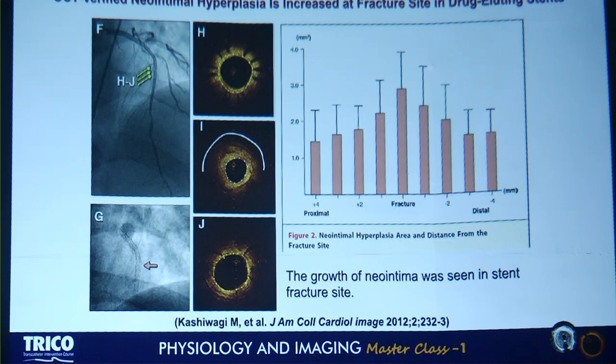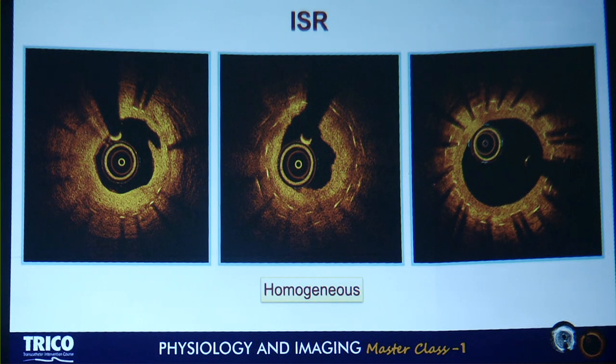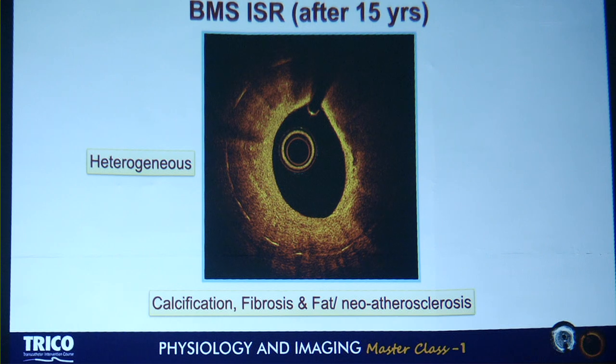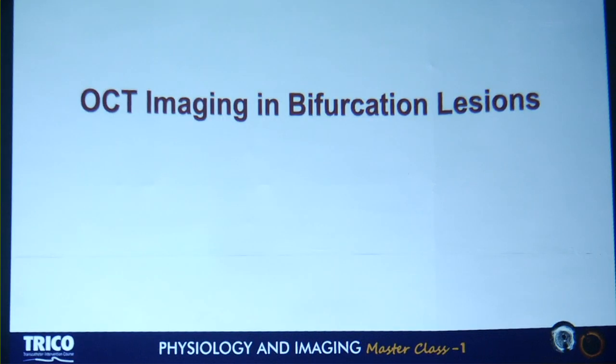But this study has shown that if you have a stent fracture, you are creating a nidus for extremely high chances of restenosis. Again, this is homogeneous, heterogeneous, type 1, 2, 3, 4, 5, 6, which we will be discussing. I am not going into detail of this.